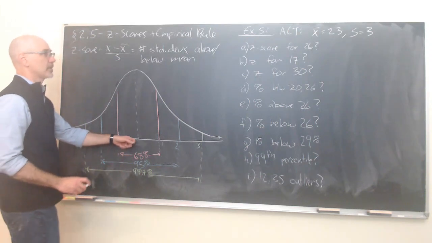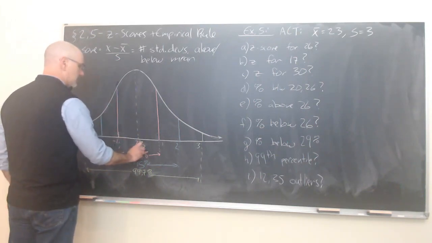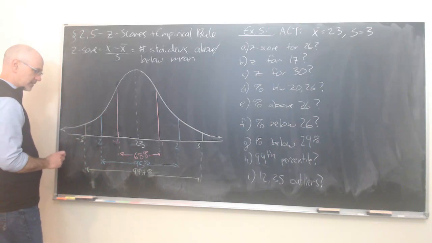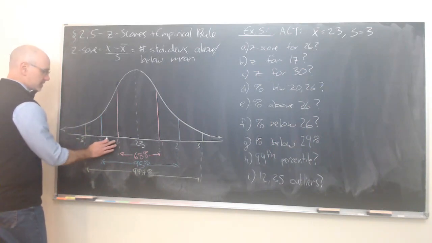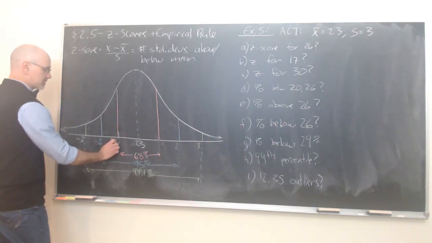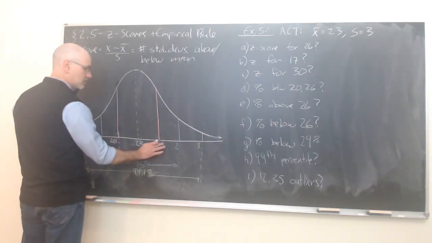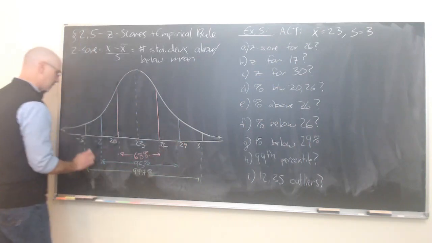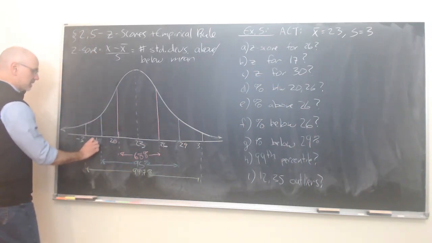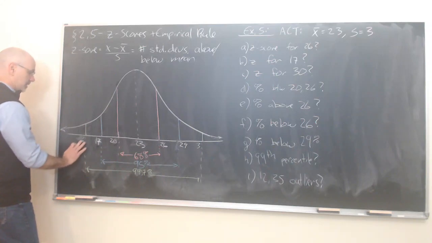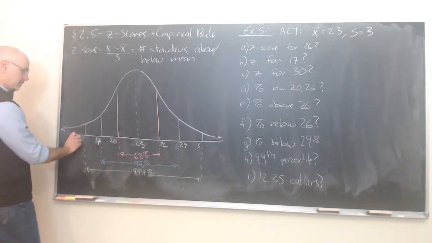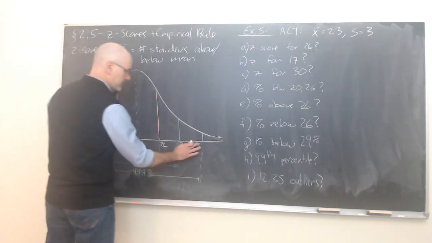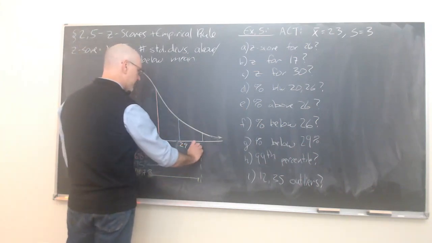The center is always the mean, so that's going to be an ACT score of 23. Now, one standard deviation below the mean would be 23 minus 3, so that would be a 20. One standard deviation above the mean would be a 26. 2 above the mean would be a 29. 2 below the mean would be a 17. 3 below the mean would be a 14. And then finally, 3 above the mean would be a 32.